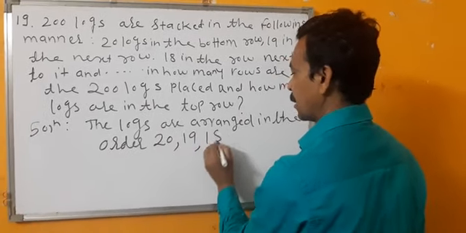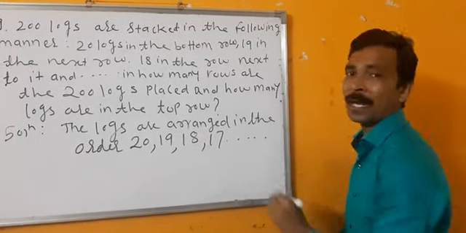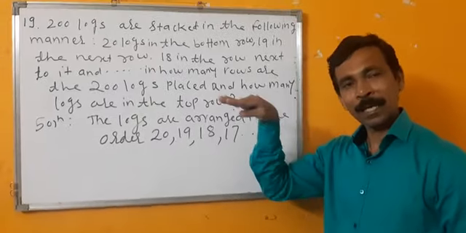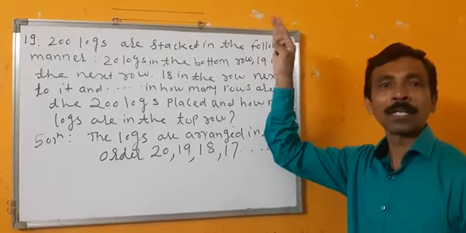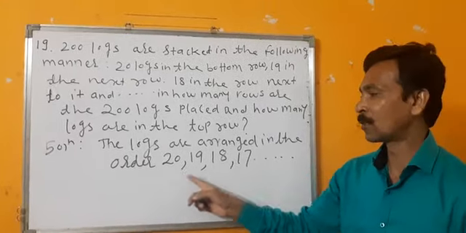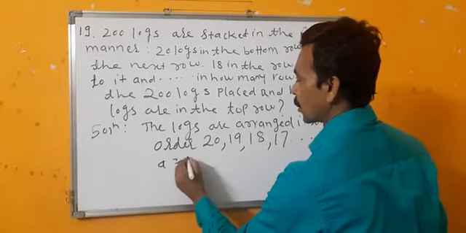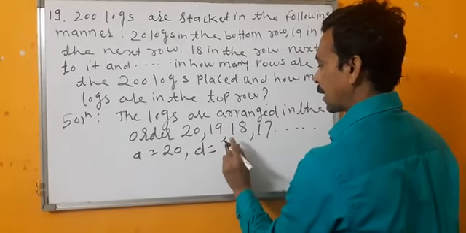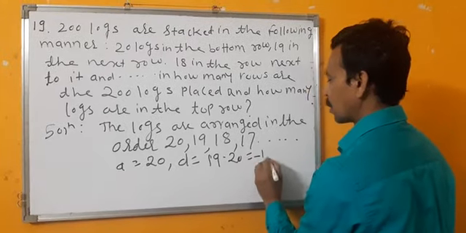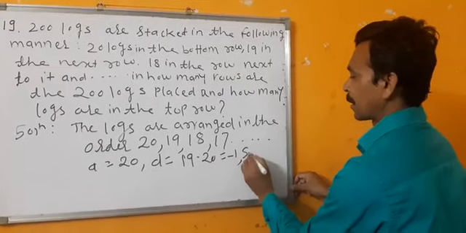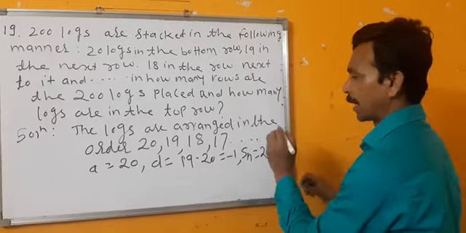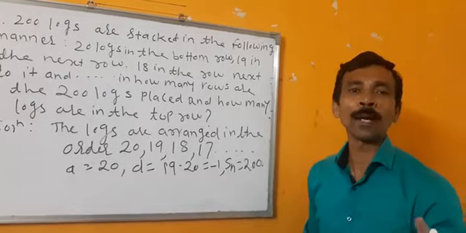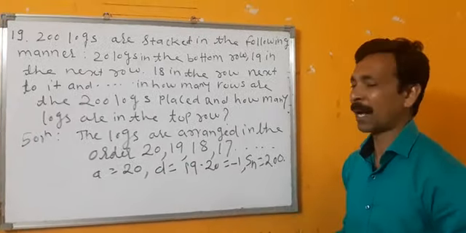20, 19, 18, 17 and so on, right? Because there are 20 logs at the bottom, then 19, 18, 17, like that. So the series will be like this: A is equal to 20, D is equal to 19 minus 20, which is minus 1. Sn is given. Sn is 200. A is 20. Difference is equal to A2 minus A1, 19 minus 20 is minus 1.